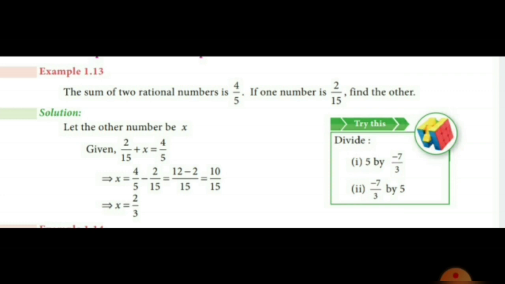So 4 by 5 minus 2 by 15, that is equal to what? What is the LCM of 5 comma 15? That one you have to do it. Take your rough notebook, and do the calculation in that. What is the LCM of 5 comma 15? LCM of 5 comma 15 is nothing but 15.